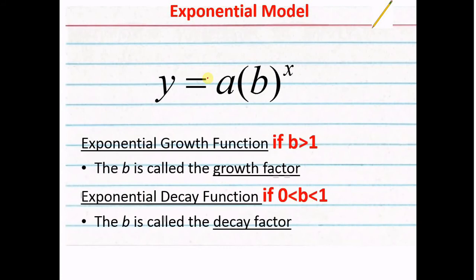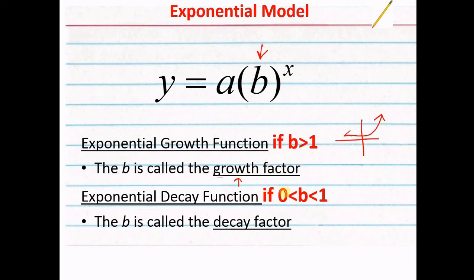So the exponential model. This is what you're going to see a majority of the time. However, a and b are going to usually be numbers. So it's an exponential growth function if b is greater than 1. If my b right here is greater than 1, you have a growth function. It's going to go up, so it's going to be a graph that looks something like that. And the b is then called your growth factor. It's how much it's growing by each time.